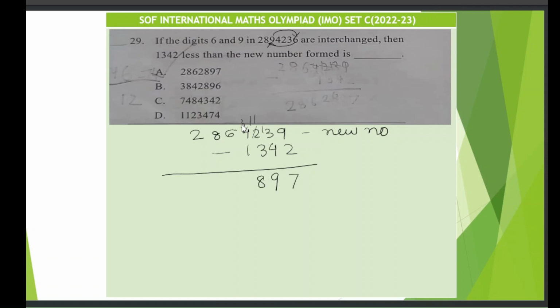What stays here after borrowing instead of 4? We have got 3 here. So 3 minus 1 is 2. 6, 8 and 2. So the number is 28,62,897. So option A is the correct answer for this particular question number 29. Okay. So I am just rewriting the answer each time for better visibility, because it might not be visible in this question paper. Okay. So let's move to the next question.